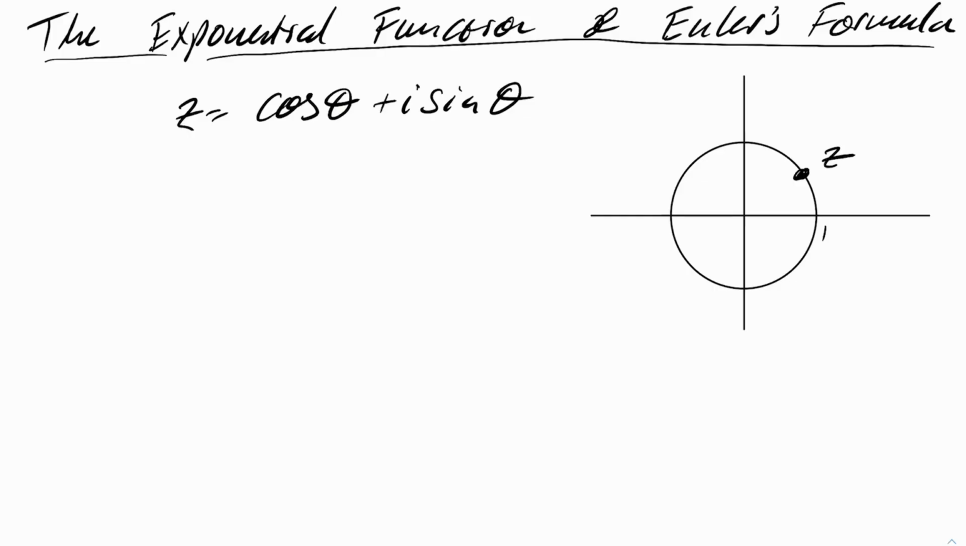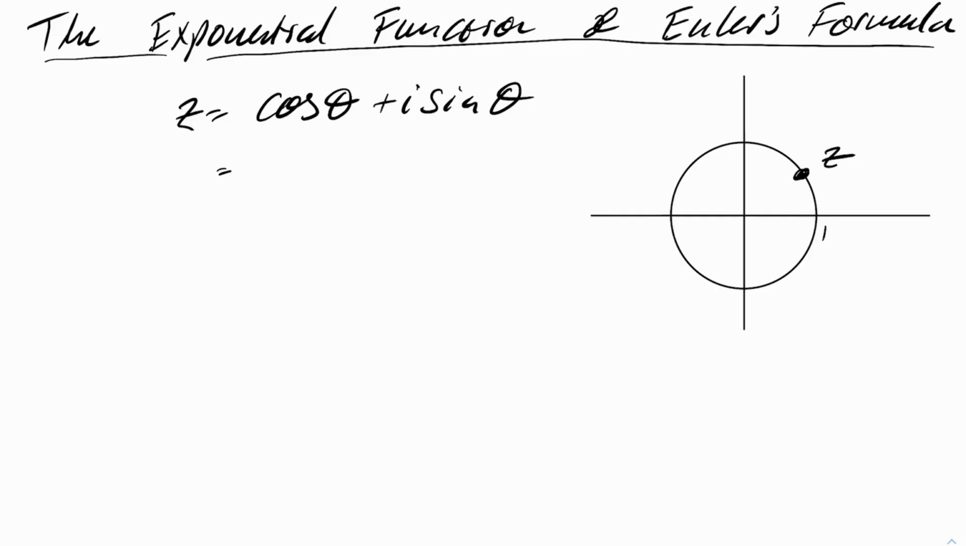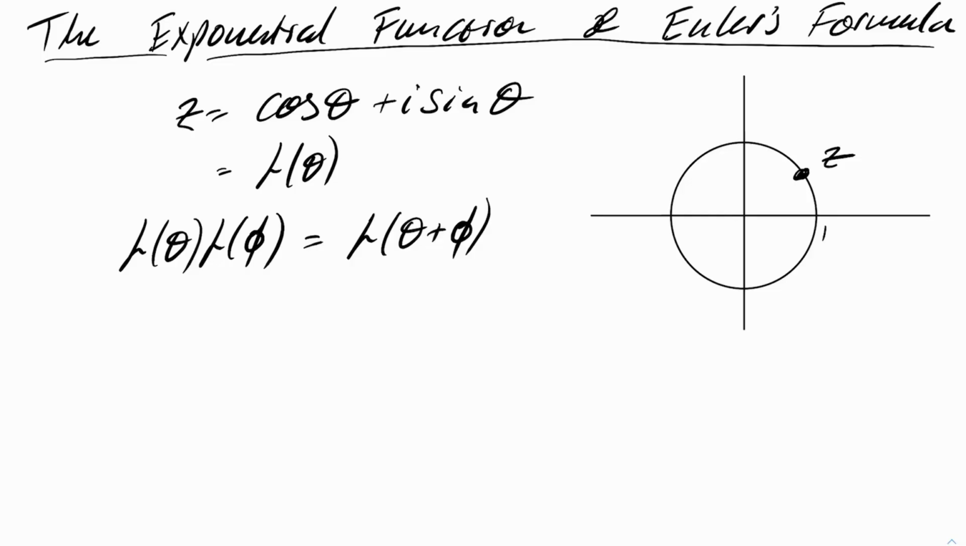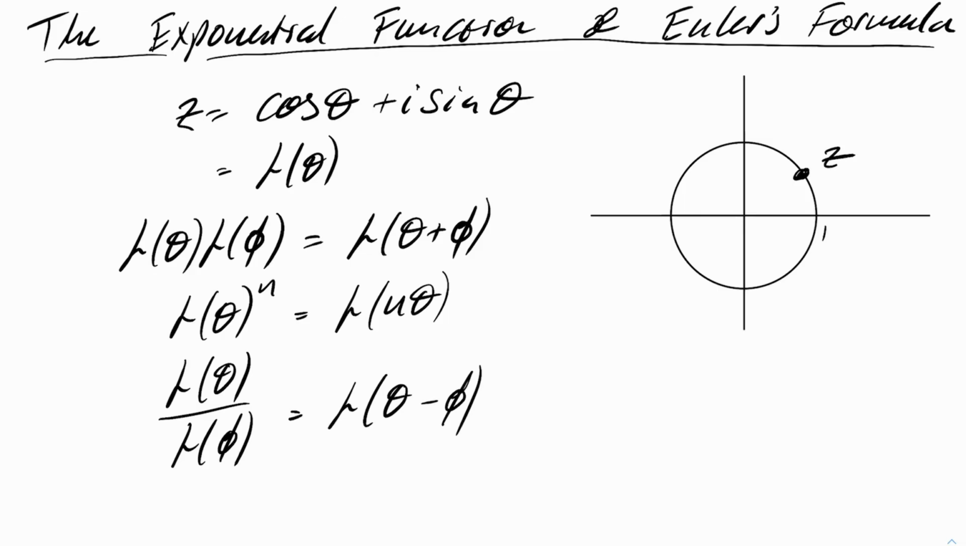So let's begin with a number on the unit circle, again where theta is a real number, and let's consider this number cos theta plus i sine theta as a function of theta. So let's write this as f of theta. Now we've seen that it obeys the following properties. If I take the product of two of these, it's the same as the function adding the arguments together. So f of theta times f of phi is f of theta plus phi. We've also seen that if we raise it to some power, that becomes f of n times theta. And if we divide two of them, so it satisfies a bunch of properties that we've actually seen before.